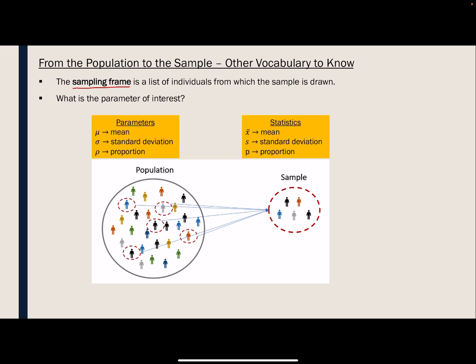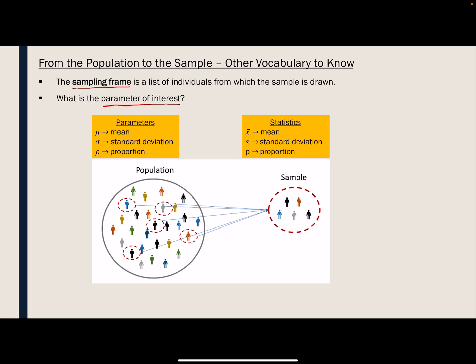The other thing that I see a lot when I'm grading homework or looking at problems is that students will get the question, what is the parameter of interest, wrong a lot. So what does parameter of interest mean? In Chapter 5, we talked about the difference between statistics and parameters. But here's kind of what happens.